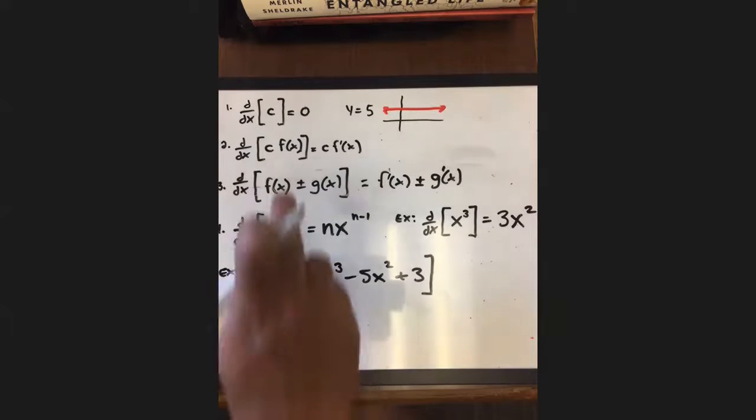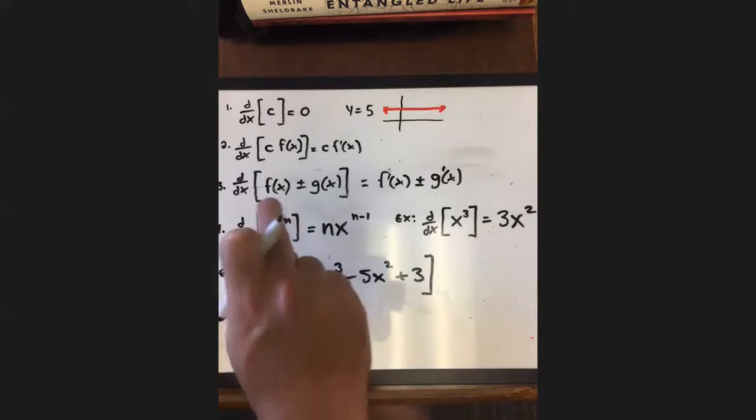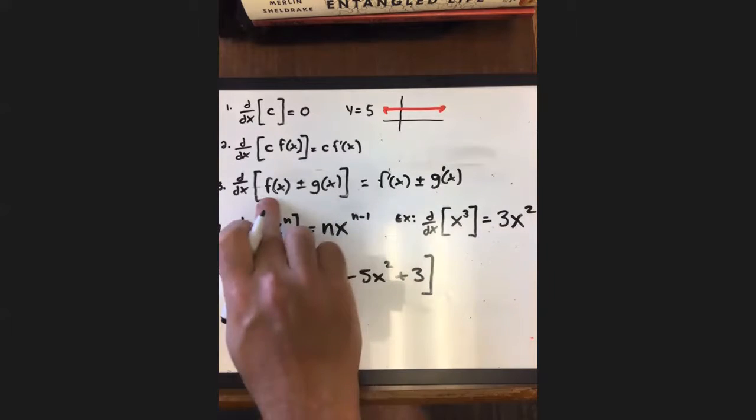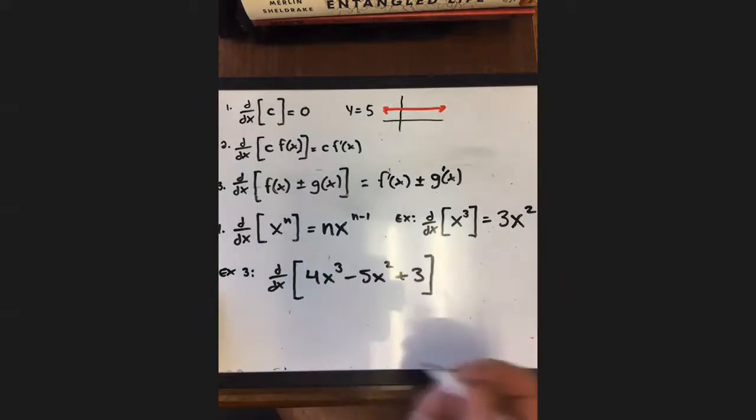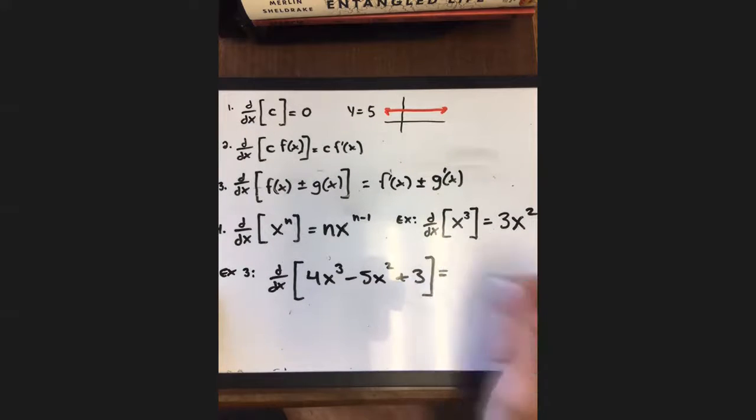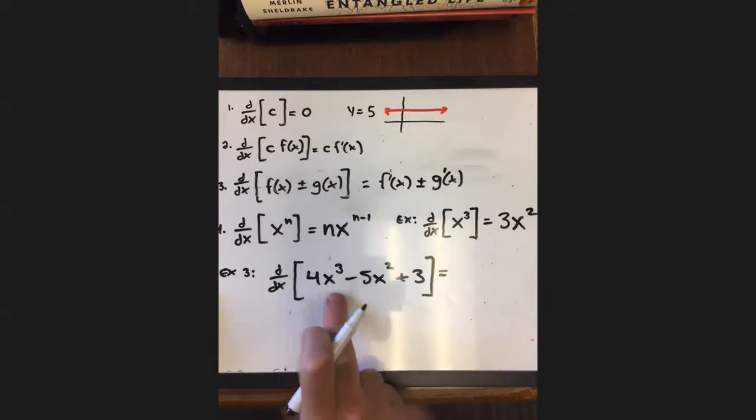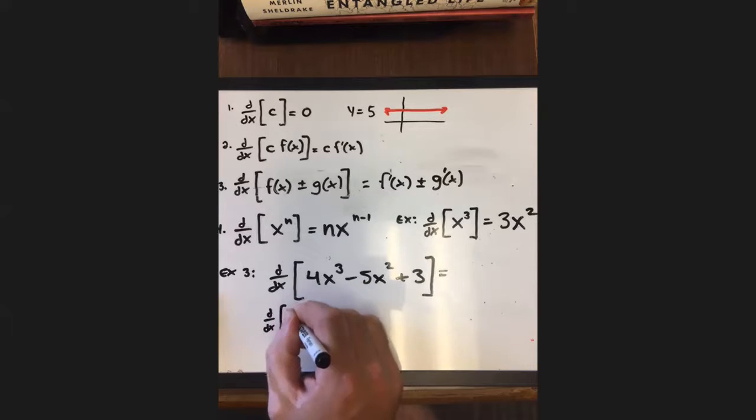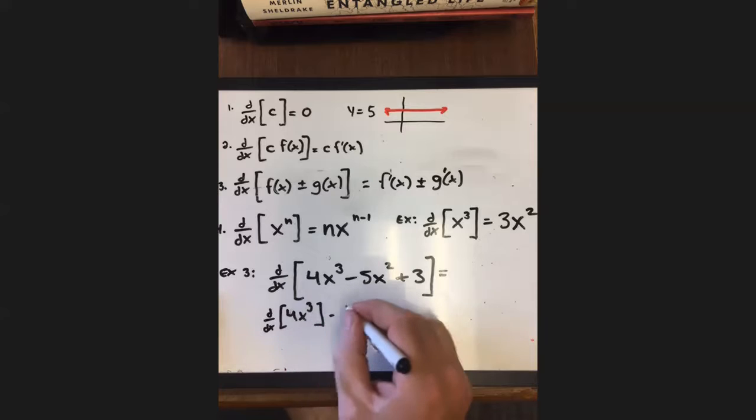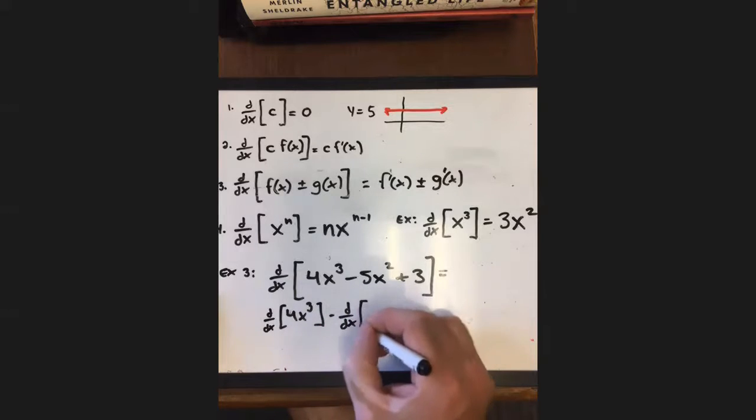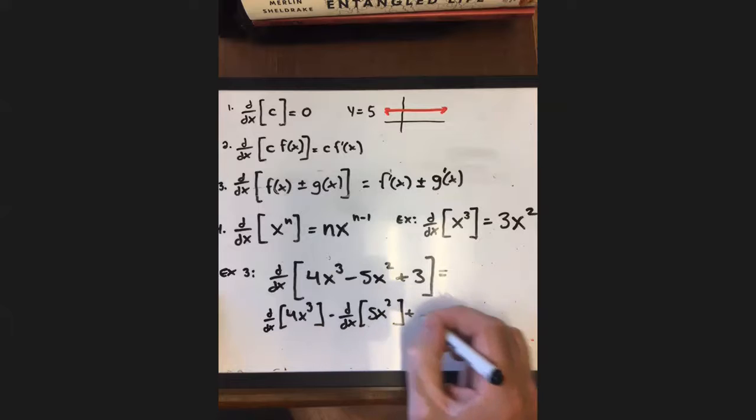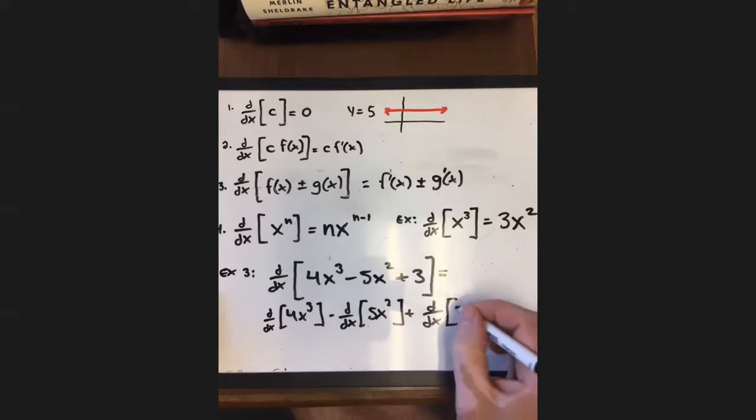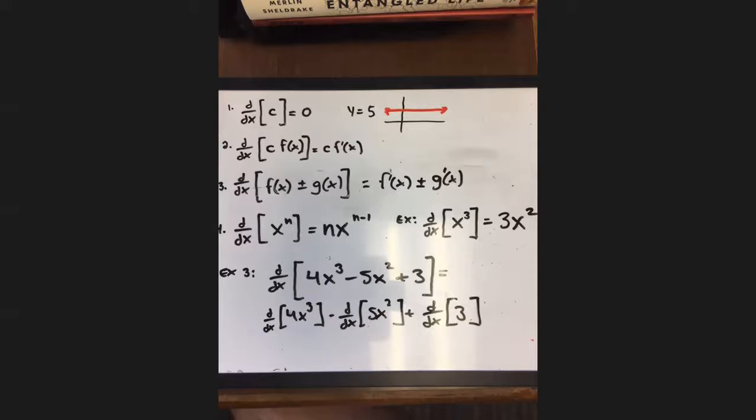But the third property here says I'm allowed to add or subtract derivatives just in the same way that the original function was added or subtracted. That allows me to take this problem and break it into 3 separate derivatives. So the derivative of 4x cubed minus 5x squared plus 3 is the same as the derivative of 4x cubed minus the derivative of 5x squared plus the derivative of 3. I've taken a complicated looking function and broken it into 3 much easier functions to deal with.